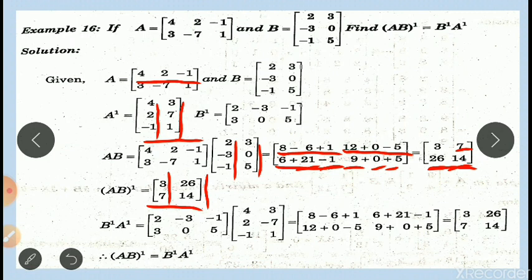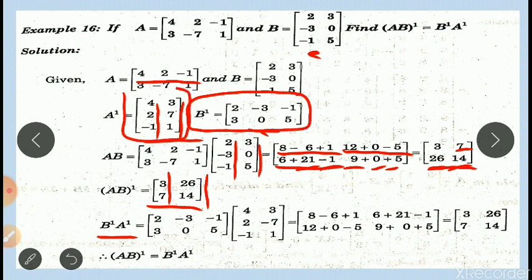Next, in part B, we have to transpose the A matrix and the B matrix, and we have to multiply the B transpose matrix with the A transpose matrix. Here is the B transpose matrix, which will be multiplied with the A transpose matrix. This is the A transpose matrix. If you follow the same procedure, you'll get the answer. The answer is 3, 26, 7, 14.